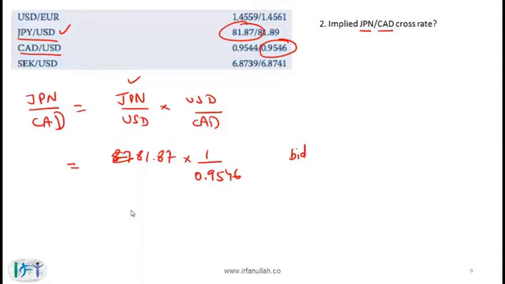What about the offer? The offer, we will start with 81.89. 81.89 multiplied by the reciprocal of this number. So multiplied by 1 over 0.9544. So you do this math and you get the offer.